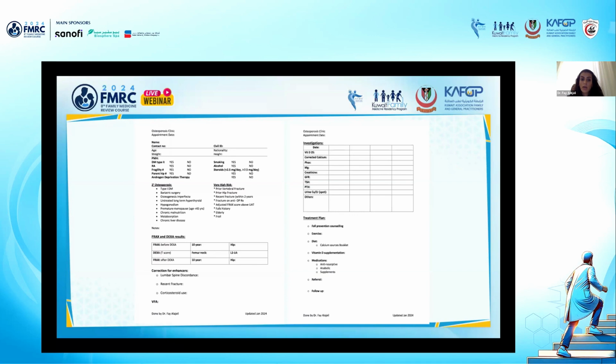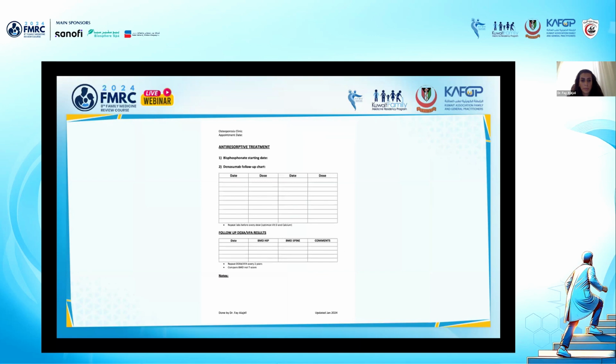Patients with malabsorption, chronic malnutrition cases, for example Crohn's disease, ulcerative colitis, and patients with chronic liver disease are all considered secondary causes of osteoporosis. And then on the right side, the very high-risk patients. Then there's a chart for FRAX and DEXA results, the enhancers, the VFA, the labs that are needed, and the treatment plan. This is also for the follow-up. It makes the follow-up of the patient much easier, and hopefully, inshallah, soon it will be in the PCIS.